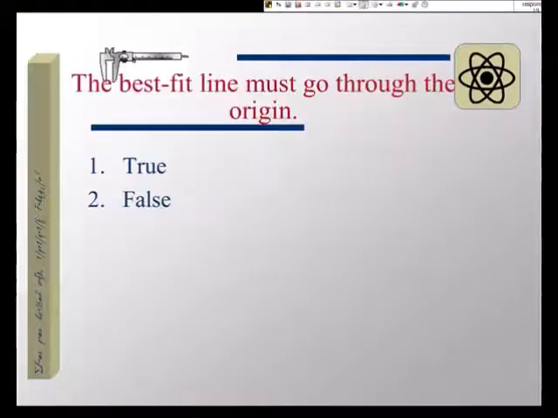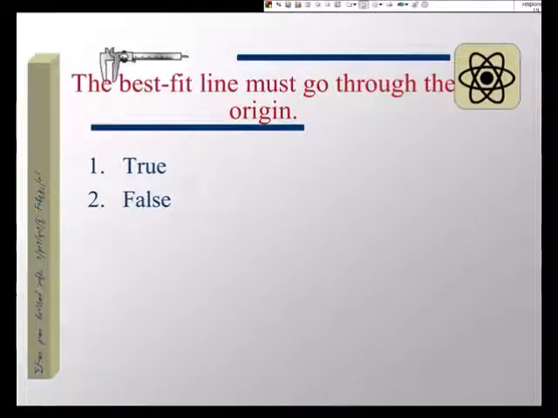And actually, let me not show you that yet. I want you to draw your best fit line for your data points. See what yours look like, and then we're going to compare it to what LoggerPro came up with and see if yours looks like anything like theirs. Remember, it doesn't have to touch any of them. Doesn't have to go through the origin.